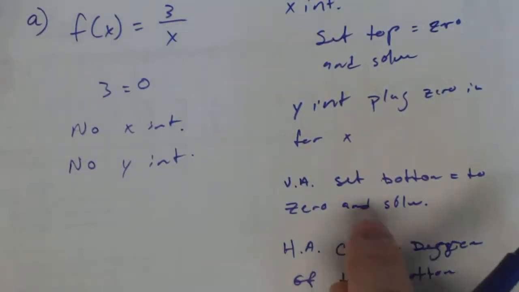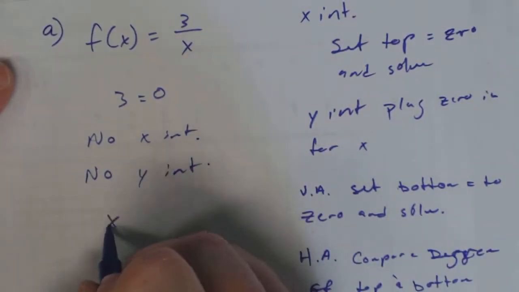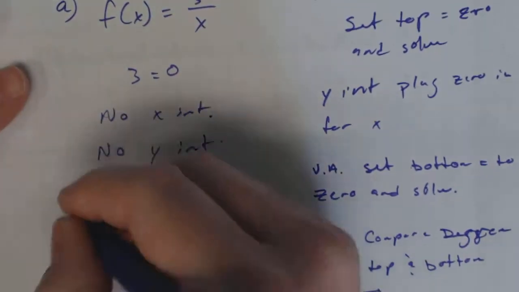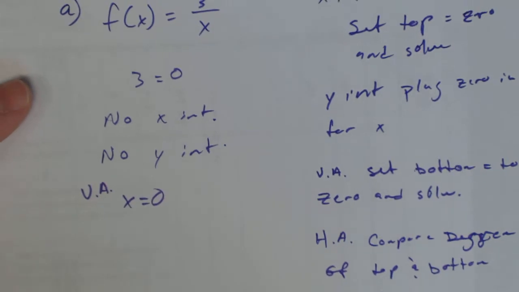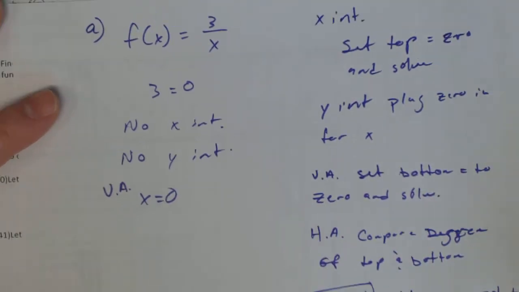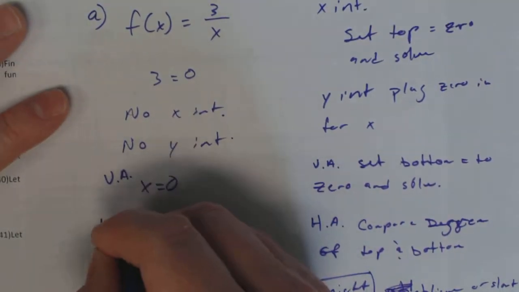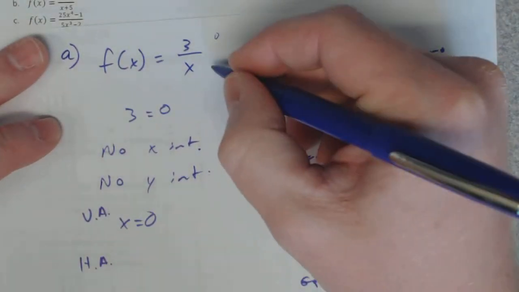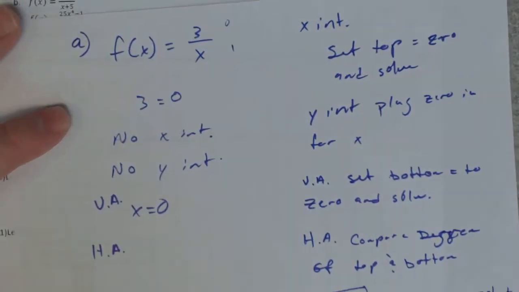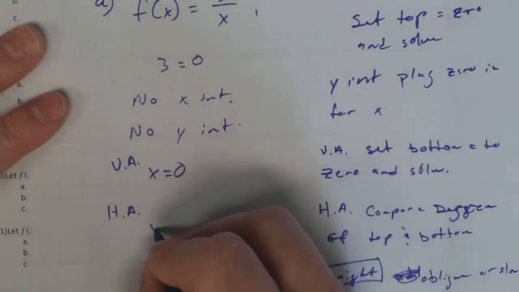Okay. Vertical asymptote, set the bottom equal to 0. Easy enough. x equals 0. There's no solving to that. It just is what it is. So horizontal asymptote, well, the degree of the top here would be 0. The degree of the bottom would be 1. And when the bottom is bigger, it's automatically y equals 0.